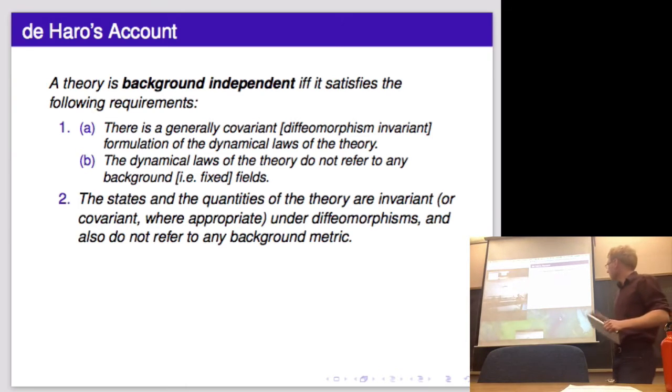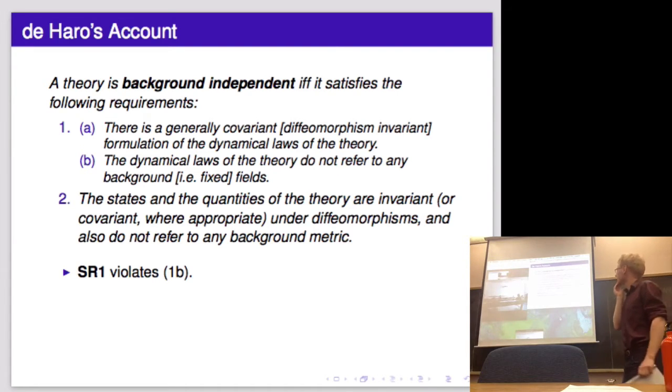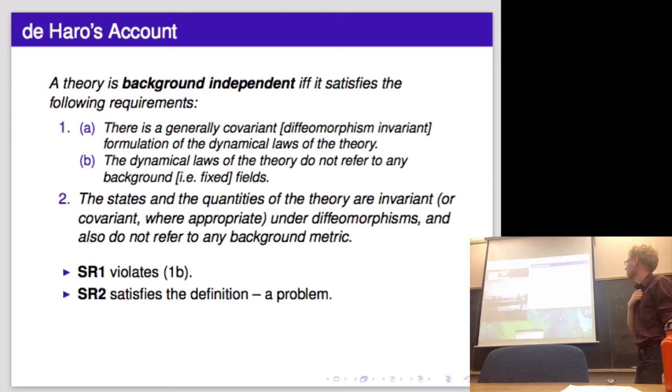This would seem to be almost trivially satisfied in the case of a classical theory. But it turns out that in a quantum theory, due to the presence of anomalies, we can get interesting results here. So let's just quickly talk about how Dewar does with SR1 and SR2. Well, SR1 straightforwardly violates 1b, which is a prohibition on fixed fields. But there, I think, is a problem with SR2. It seems to satisfy this definition, but we don't want it to satisfy a definition of background independence. So this seems to be an obvious problem for this kind of definition. But to be conciliatory, I will set it aside in the remainder of this talk.